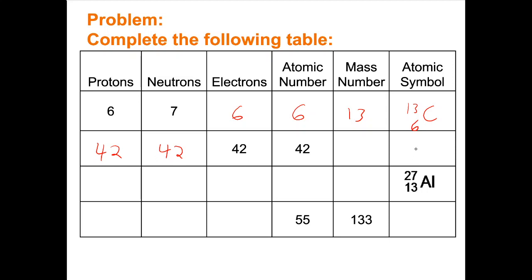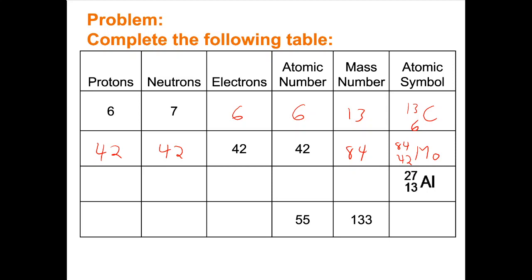Okay, so then I have my chemical symbol. For this part you would need a periodic table. So this would be Mo. The atomic number will still be 42. Now my atomic mass, my mass number, is just going to be 42 plus 42, so 84. That would complete that line.